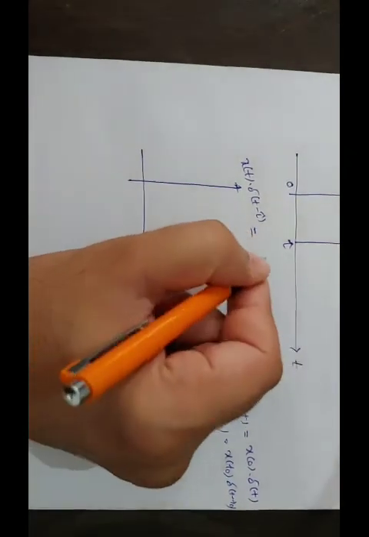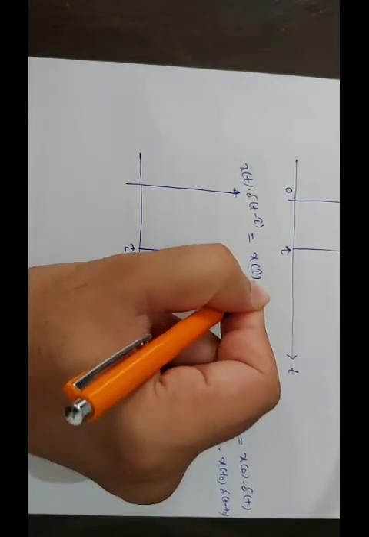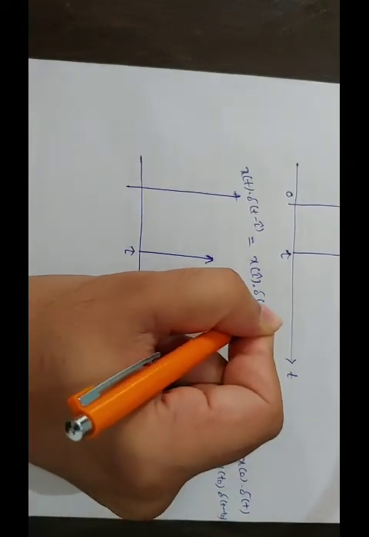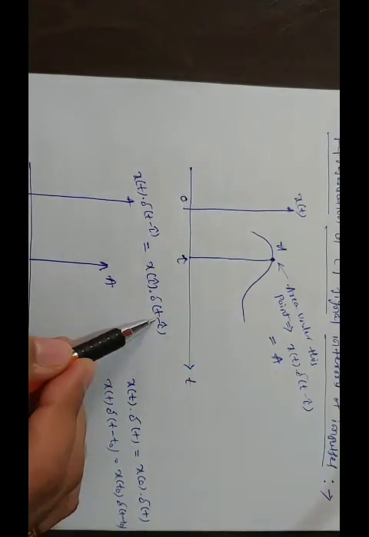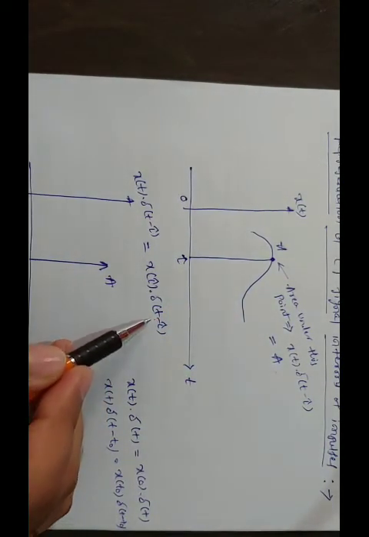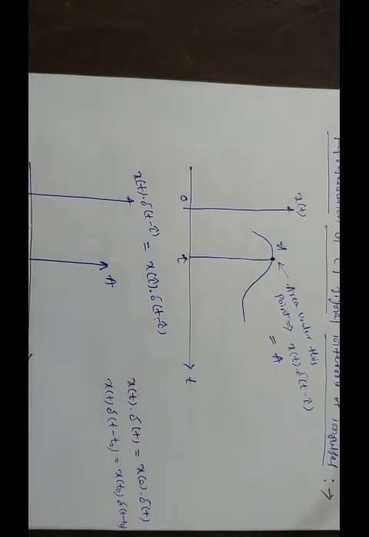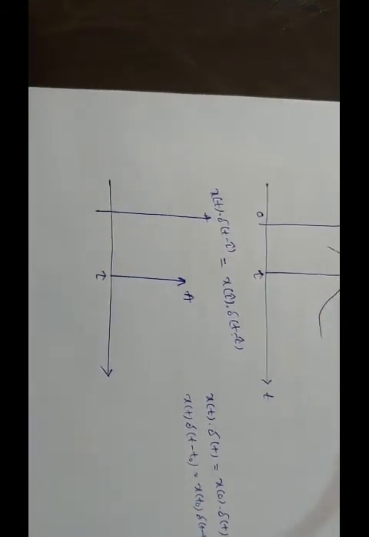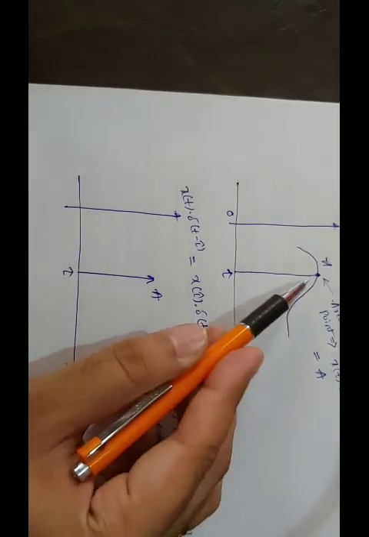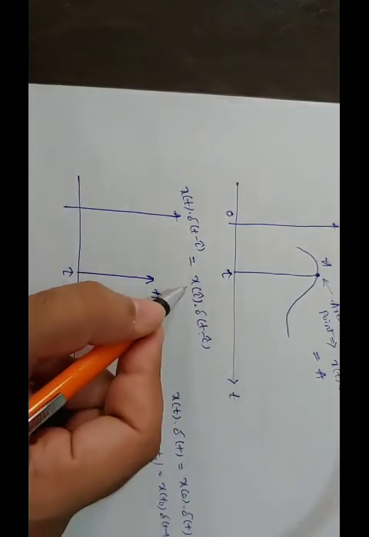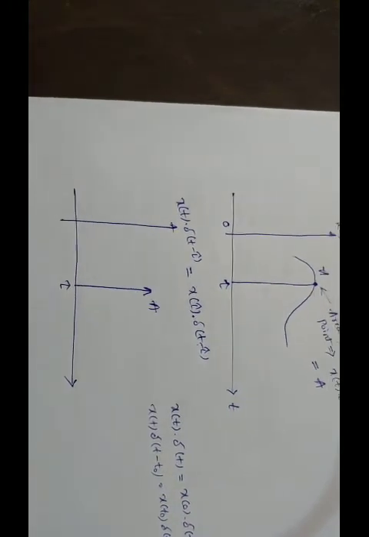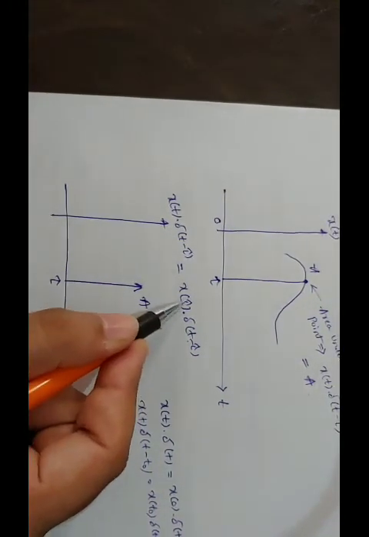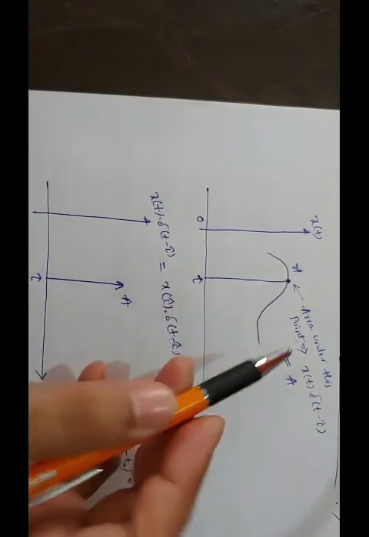So based on that, I can write this as x of tau into delta of t minus tau. That means we have represented a single point in terms of the unit impulse function, a time shifted impulse function, which gives exactly the position of this point. And x of tau is the signal amplitude. Actually x of tau is nothing but a constant here, which gives the amplitude, that is nothing but A.